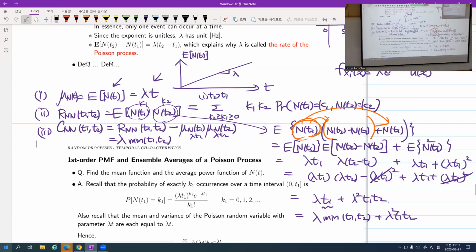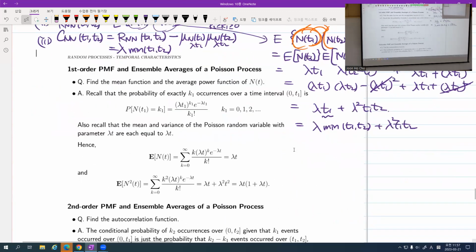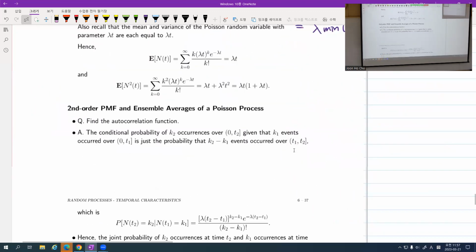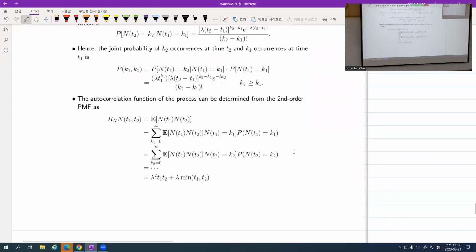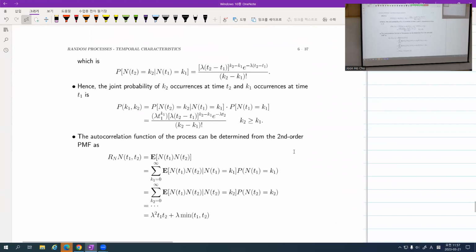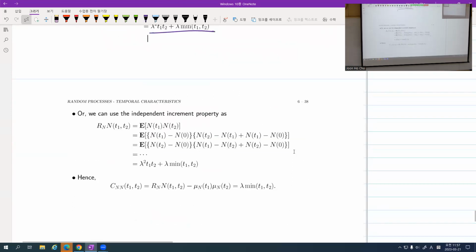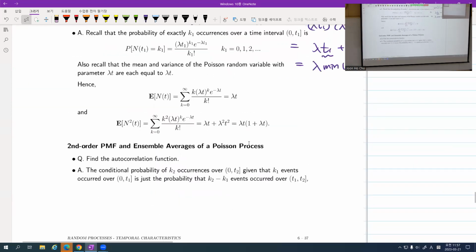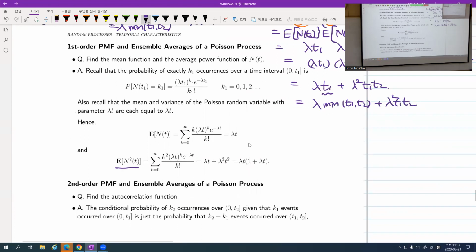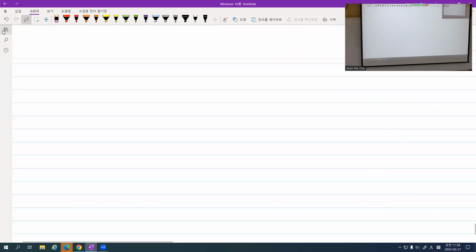Okay, anyway, so I believe we are now done with the, as you see, sorry about that, correlation is that one, okay? So covariance is simply that one. Got it? And by the way, we can also compute the mean power using the first order moment, and that is very simple. You can just set T1 equal T2 and get this result. Got it?